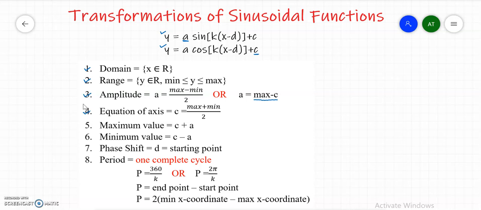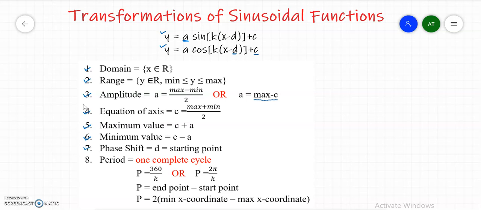Right? Okay, so if you have to find the maximum value, we need to add the amplitude and the equation of axis, and when you have to find the minimum value, you have to subtract the amplitude from the equation of axis, right? Okay, now what is D in this transformed equation?